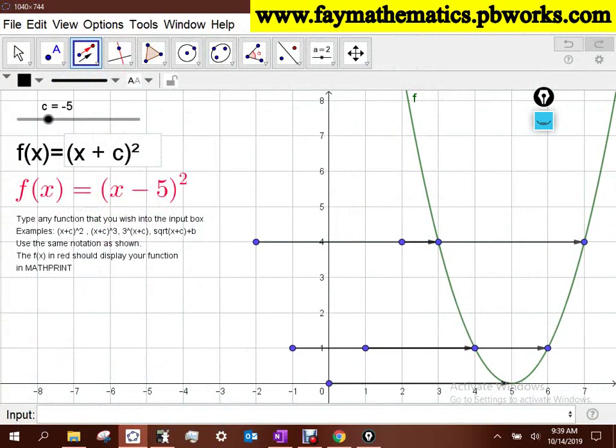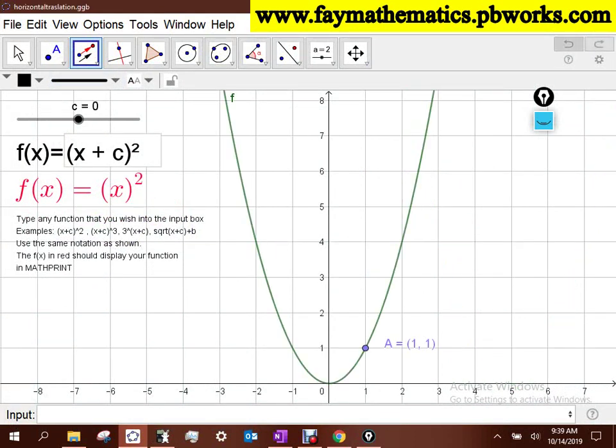So let's go back to this here. It does not matter what the function is. So right now I'm doing a power function, squared. Cubed is going to be the same thing, fourth power is going to be the same thing. But let's do square root of x plus c.